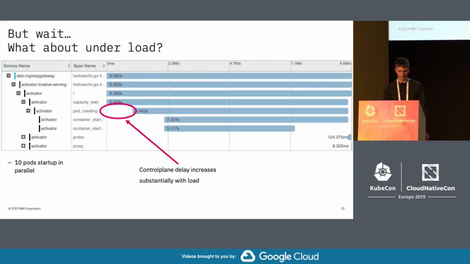And what I'm showing on this slide over here, on the left, is the time before we see a pod start creating. What I did here is just 10 cold starts in parallel, which is a fairly small number, and we already see about a second worth of time before the Kubernetes control plane begins starting a pod. As that number ramps up, that becomes significant.